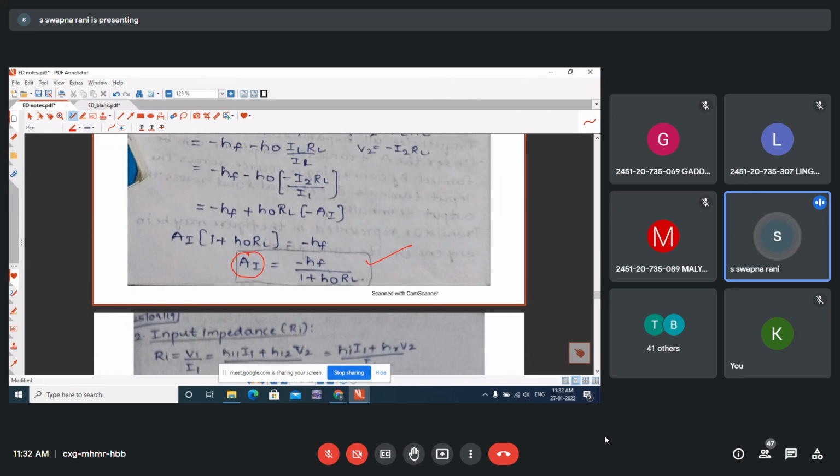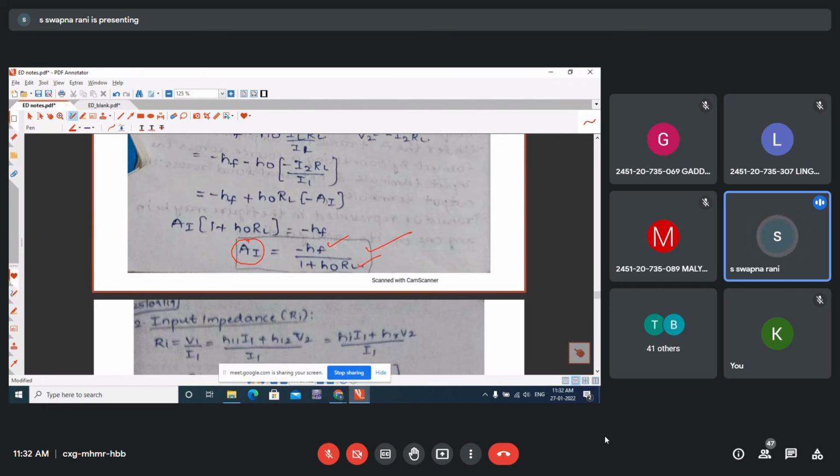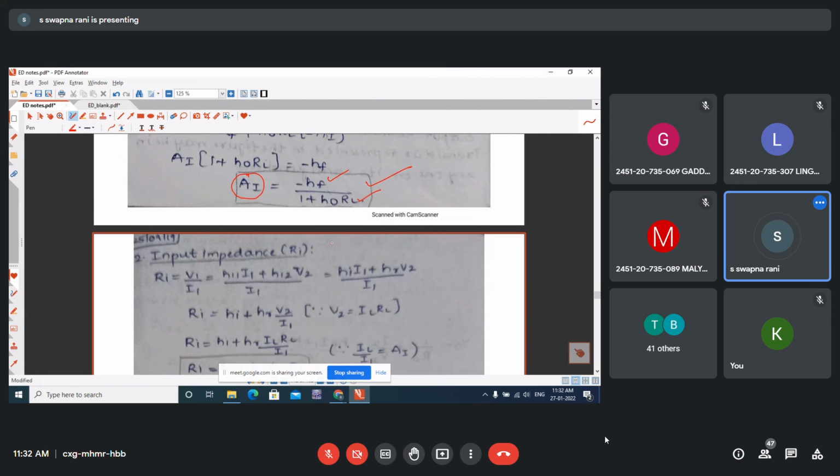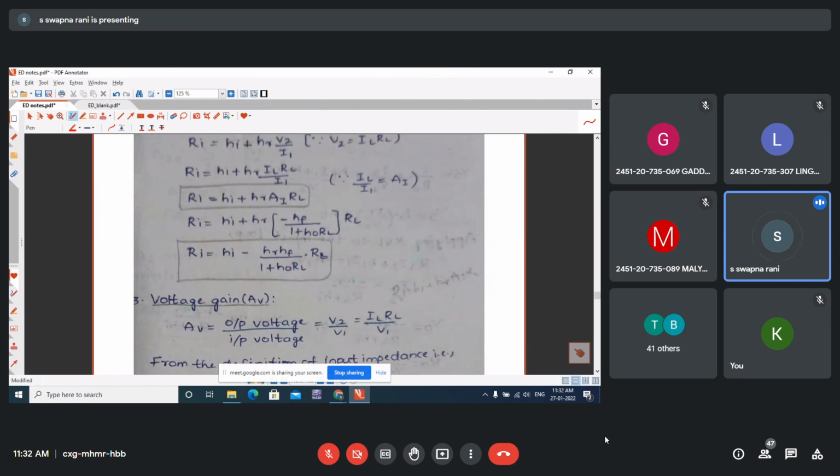What is there in the circuit? H parameters and two resistors. You need to derive the expression till we arrive at this kind of equation. V1, I1, V2 and I2 should not be there in the final equation. So till then we need to simplify. This is the input impedance.